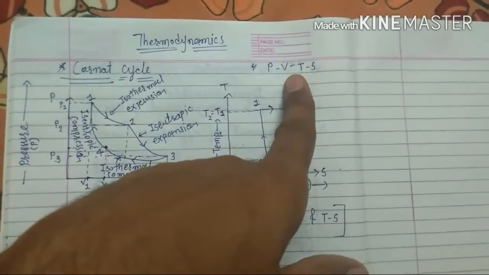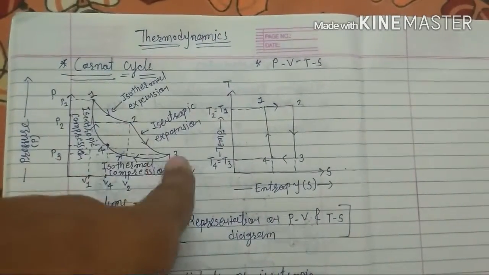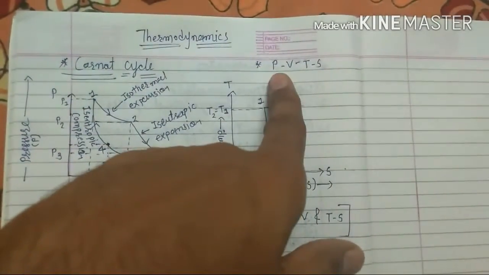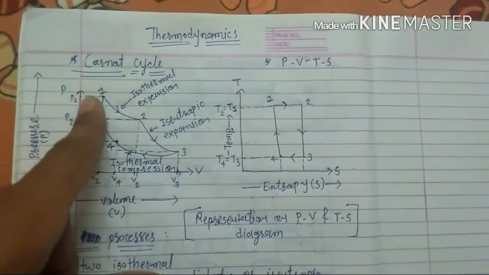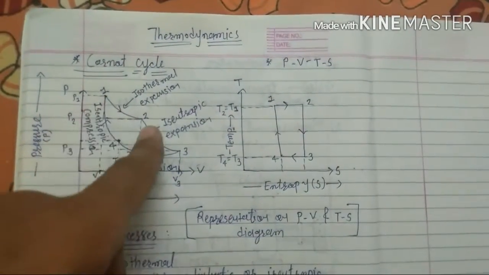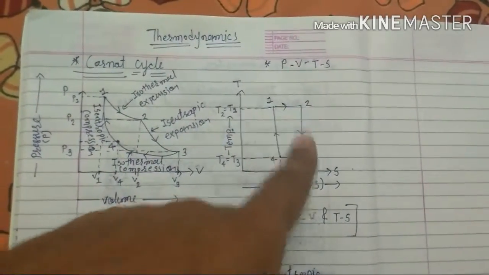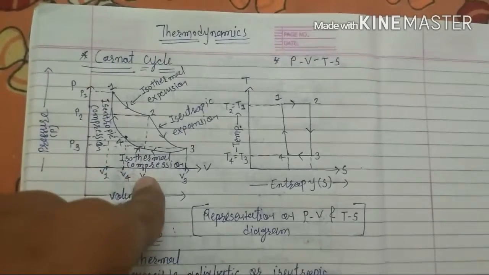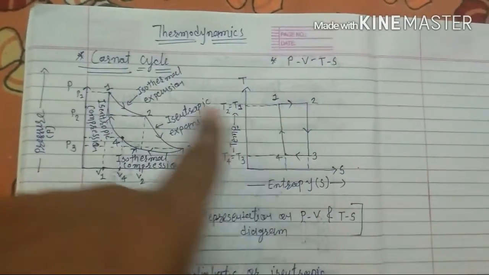These are the four properties during any cycle, like 1 to 2, which is isothermal expansion, 2 to 3, 3 to 4, and 4 to 1. One property among pressure, volume, temperature, and entropy remains constant, and the others vary. During process 1 to 2, the isothermal expansion process, temperature is constant, while entropy, pressure, and volume are varying. So one property will be constant and the others will be varying.